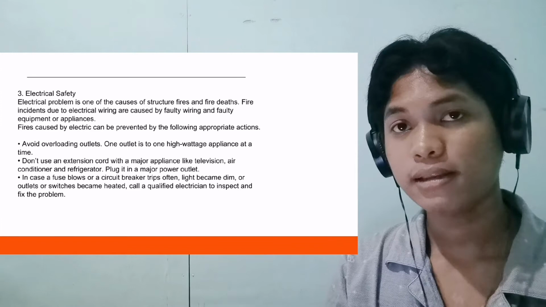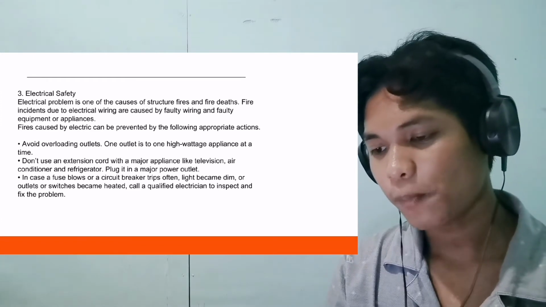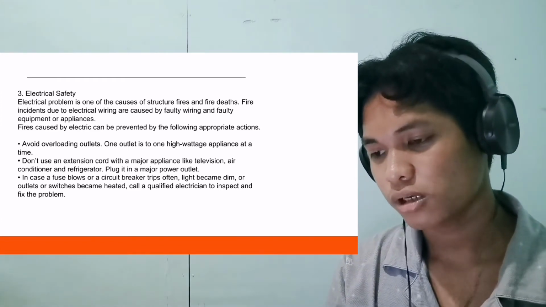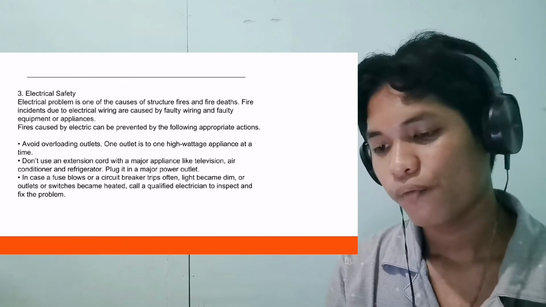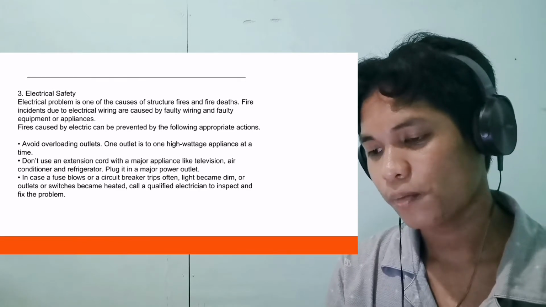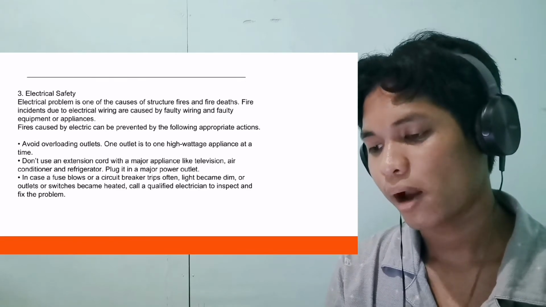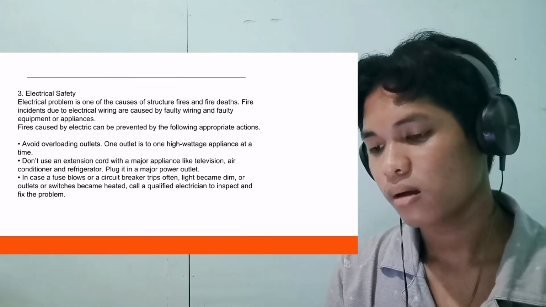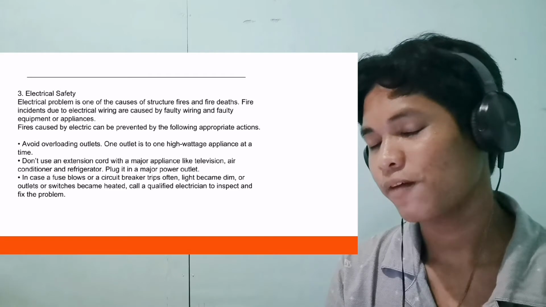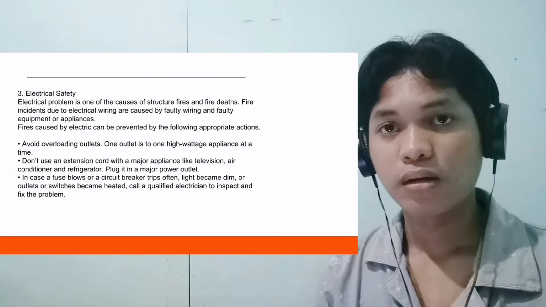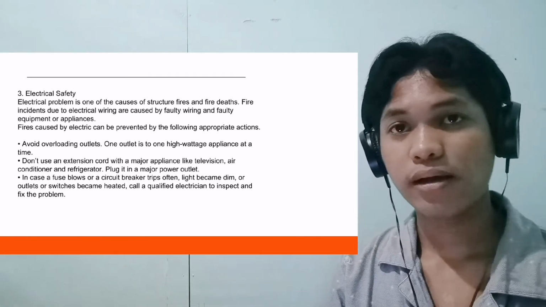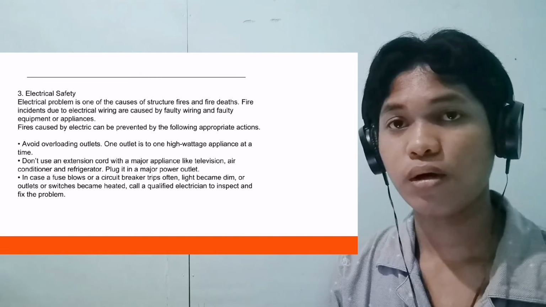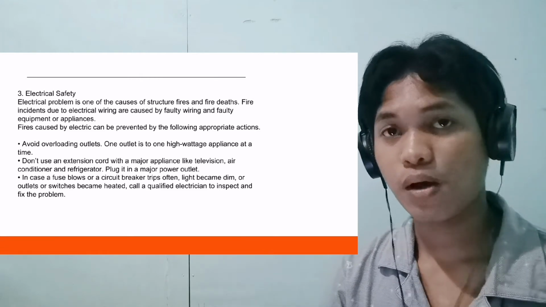Number 3. Electrical safety. Electrical problem is one of the causes of structure fires and fire deaths. Fire incidents due to electrical wiring are caused by faulty wiring and faulty equipment or appliances. Fire caused by electric can be prevented by the following appropriate actions. One of the causes of fire is an electrical problem in our outlets.